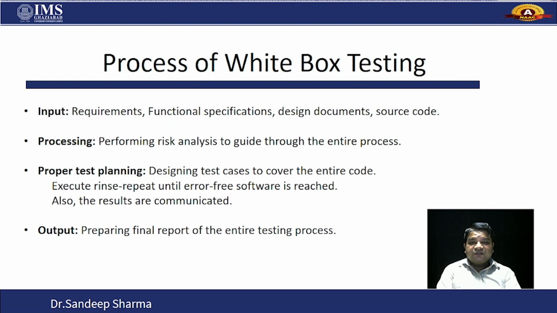Now, what is the process of white box testing? It involves input, that is requirements, functional specifications, design documents, and source code. Next is processing. It is performing risk analysis to guide through the entire process, proper test planning, designing the test case to cover the entire code, execute, rinse, repeat until the software is error-free. The results are also communicated. Next, the last one is the output. It is used for preparing the final report of the entire testing process.